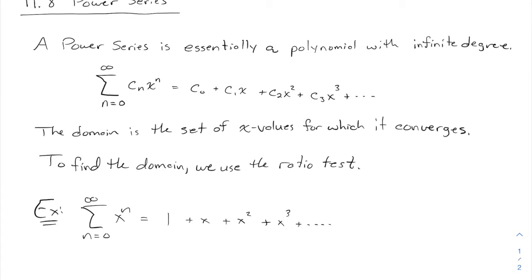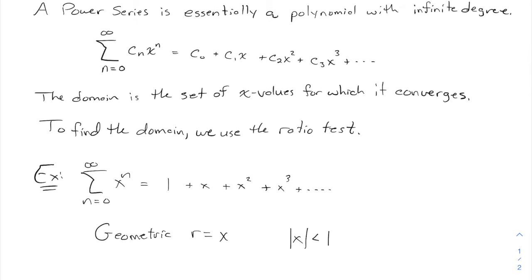If you notice, it turns out to be geometric, and its common ratio is x. Therefore, it's going to converge whenever x, absolute value, is strictly less than 1. So that means its domain is everything from -1 to 1. This is also called the interval of convergence.